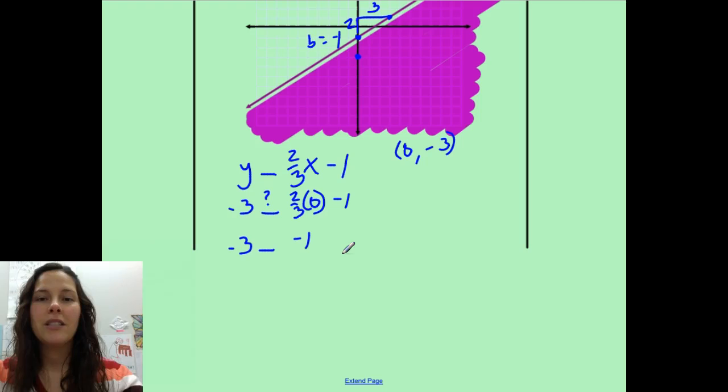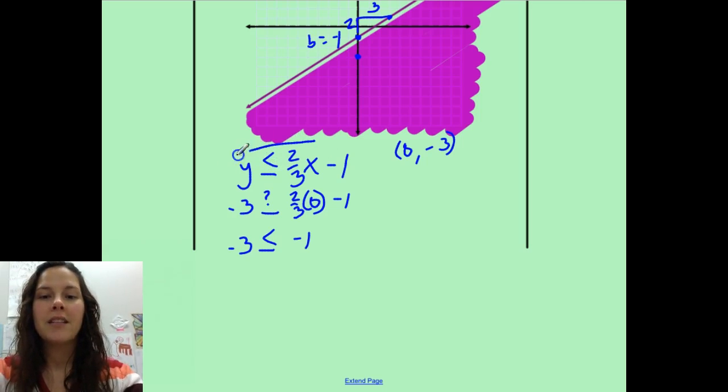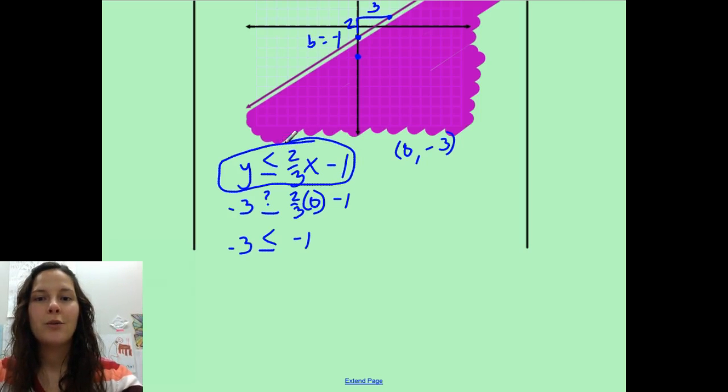Now with negative numbers, it's a little bit tricky, so think about, would you rather owe somebody $3 or would you rather owe them $1? I would rather only owe $1, so that value is greater than -3. So we go back up to our original inequality, put the symbol facing the correct way, and this is our final solution. Y is less than or equal to 2/3 x minus 1.